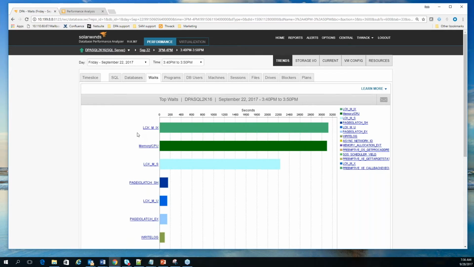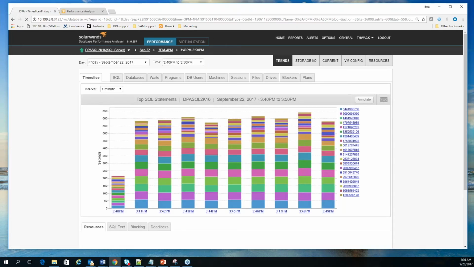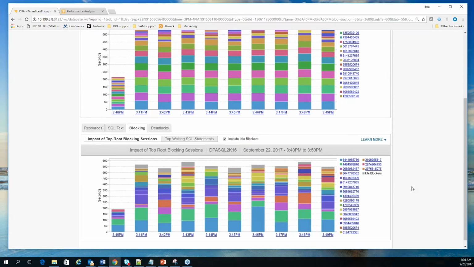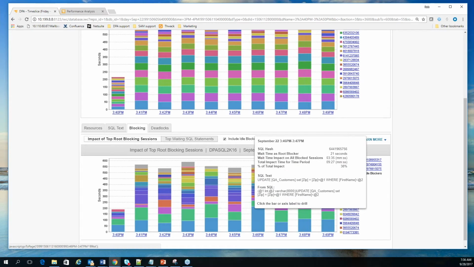So if I want to see what kind of locking and blocking impacts I had within my database environment, I can go back to time slice, and guess what? We conveniently give you a correlation tab down below to look at the impacts of the blocking. With the first tab selected, the impact of top root blocking sessions, these are the culprits, right? These are the bad guys. These are the ones that are causing the blocking to occur within my environment.